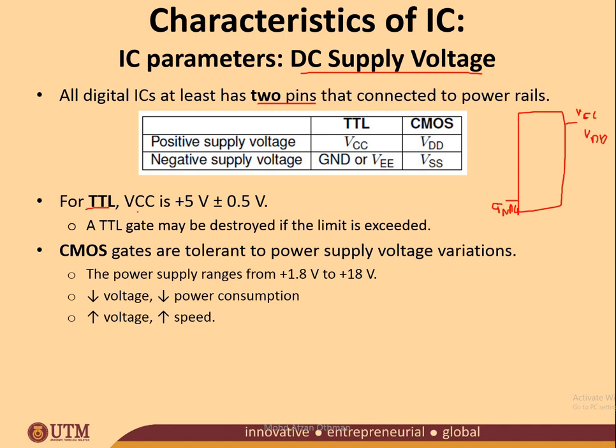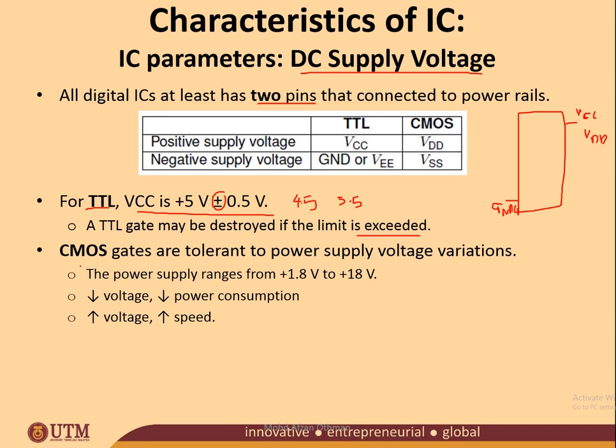So for TTL, VCC is 5 volt plus minus 0.5 volt, okay. So this is your VCC. You see there is a tolerance of plus minus 0.5 for the value of VCC. So your VCC can be 4.5 minimum and maximum of 5.5, okay. A TTL gate may be destroyed if the limit is exceeded, okay. So now you realize that for TTL, the VCC voltage range is really limited and restricted. If you go beyond that, the gate may be destroyed, okay.